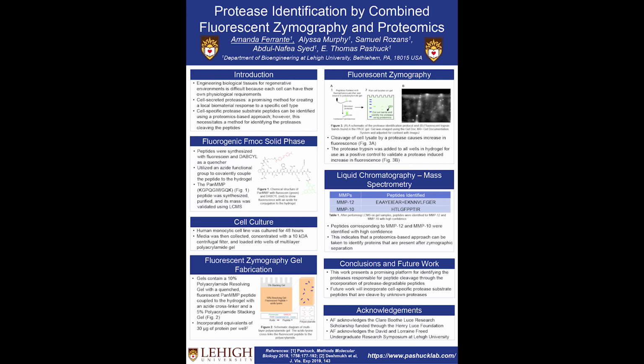As shown in figure 3A at the top of the poster, my protocol involves incorporating specific peptides that are substrates for specific cleavages. As shown in the schematic, these cleavages should cause an increase in green fluorescence. Figure 3B shows my zymographic results. Clear areas of fluorescence can be seen within the lanes, indicating that the protease is cleaving the peptide within the hydrogels. I also validated this technique using trypsin as a positive control.